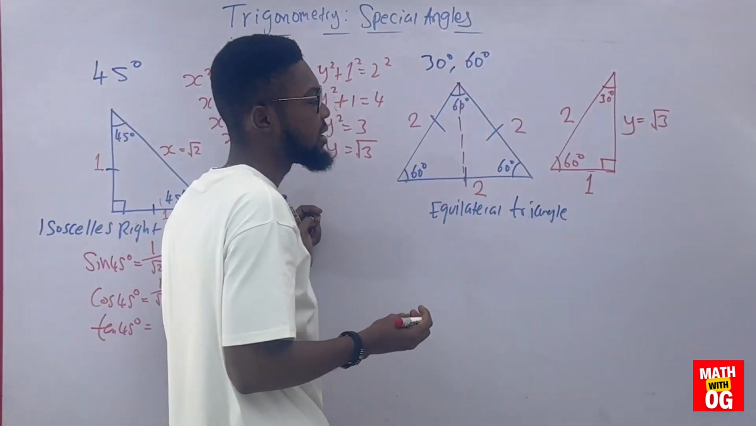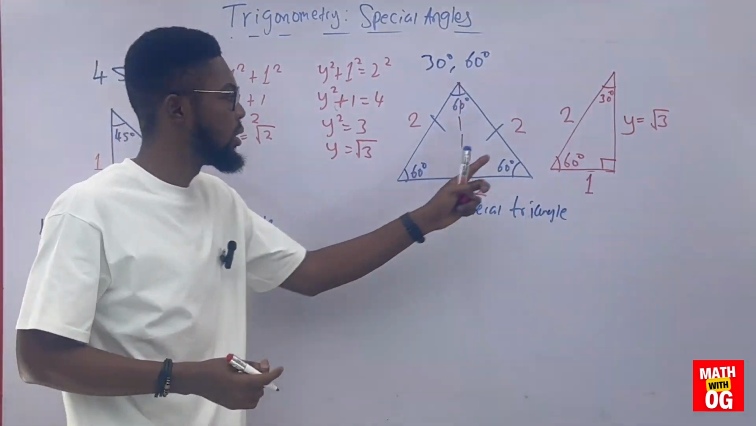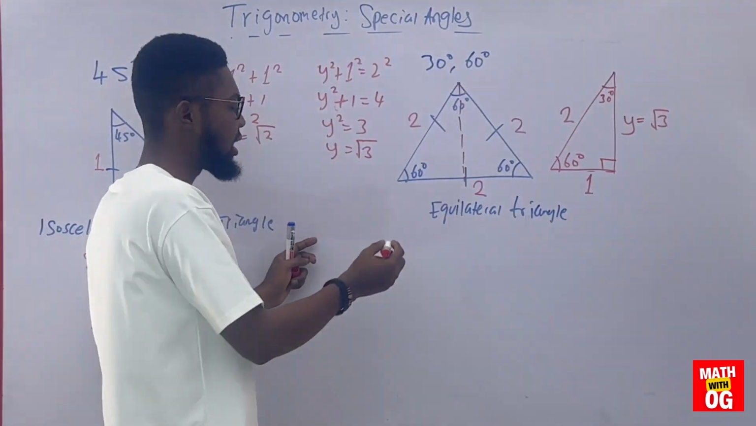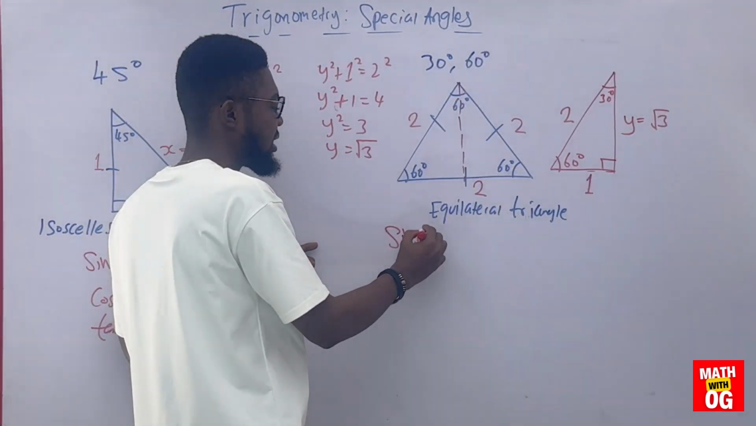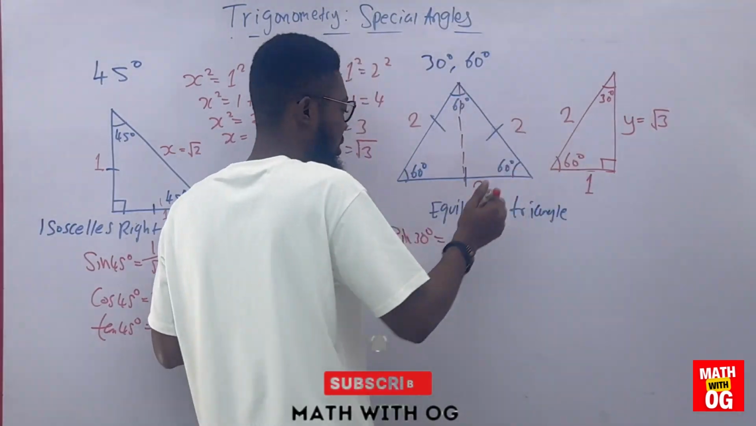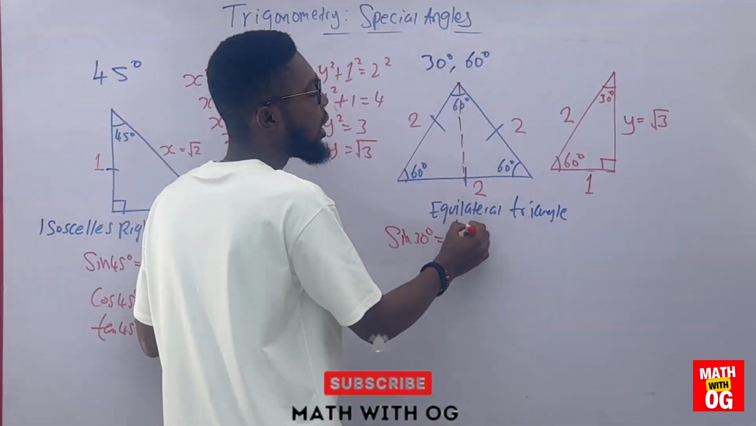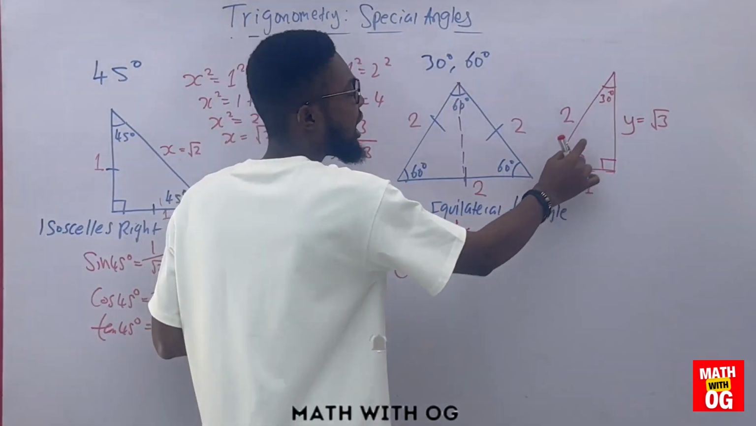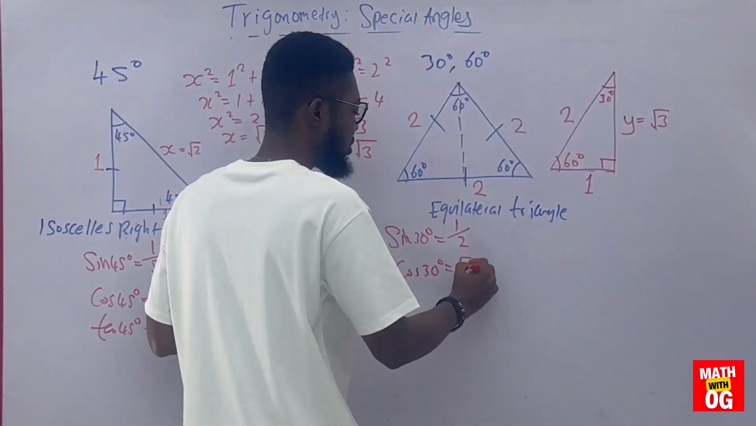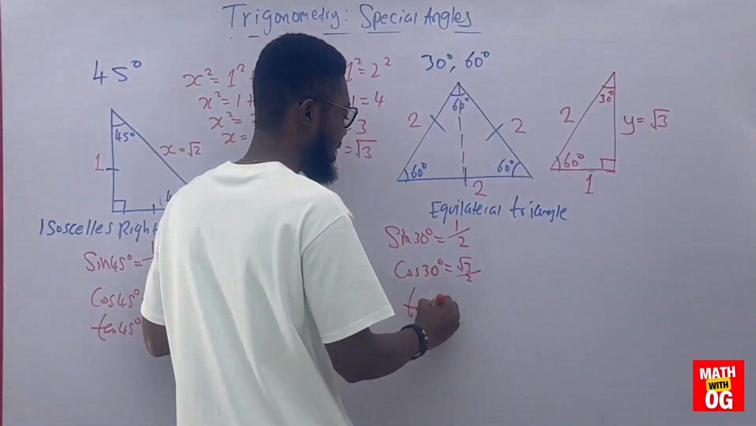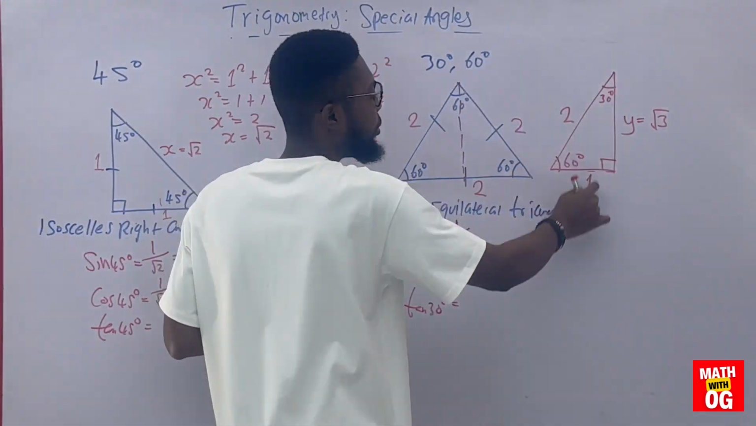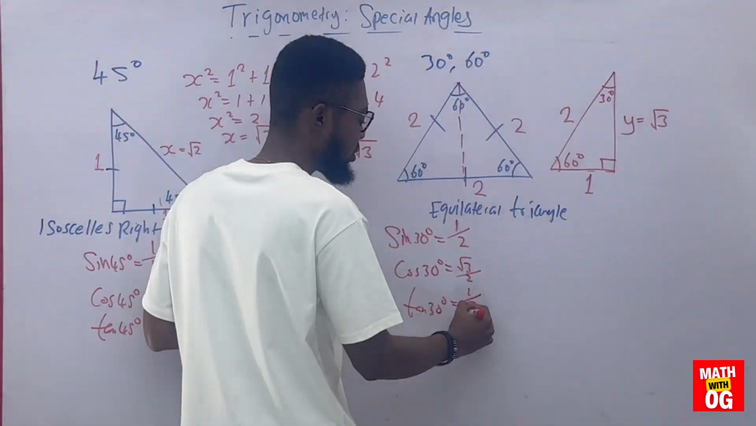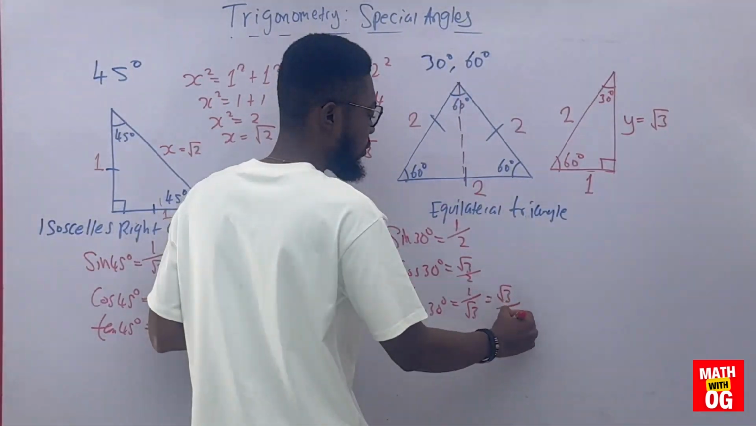Now I can find my sin 30, cos 30, tan 30, also sin 60, cos 60 and tan 60. So let's start with 30 degrees. Sin 30 degrees is opposite over hypotenuse, so you have 1 over 2. Cos 30 degrees is adjacent over hypotenuse, root 3 over 2. Tan 30 degrees is opposite over adjacent, 1 over root 3, which is equal to root 3 over 3.